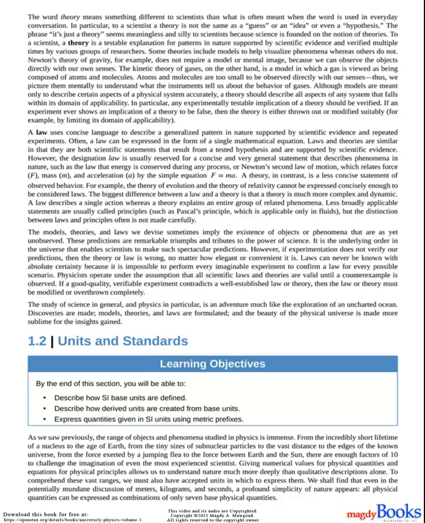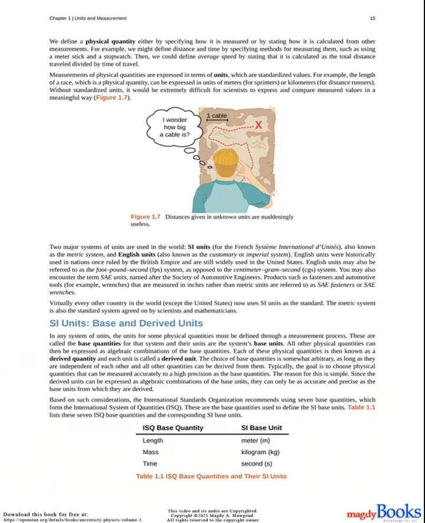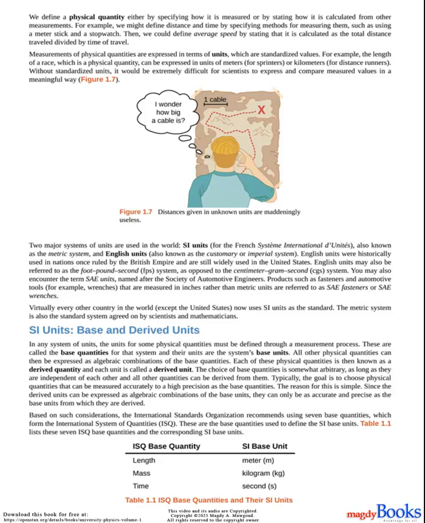To comprehend these vast ranges, we must also have accepted units in which to express them. We shall find that even in the potentially mundane discussion of meters, kilograms, and seconds, a profound simplicity of nature appears. All physical quantities can be expressed as combinations of only 7 base physical quantities. We define a physical quantity either by specifying how it is measured or by stating how it is calculated from other measurements. For example, we might define distance and time by specifying methods for measuring them, such as using a meter stick and a stopwatch.